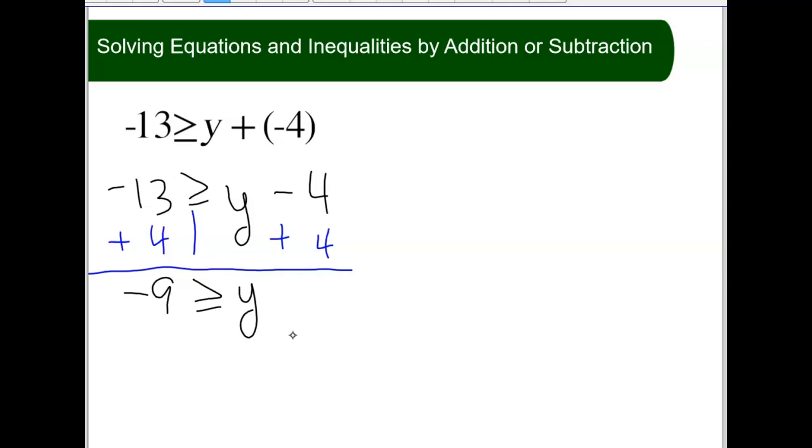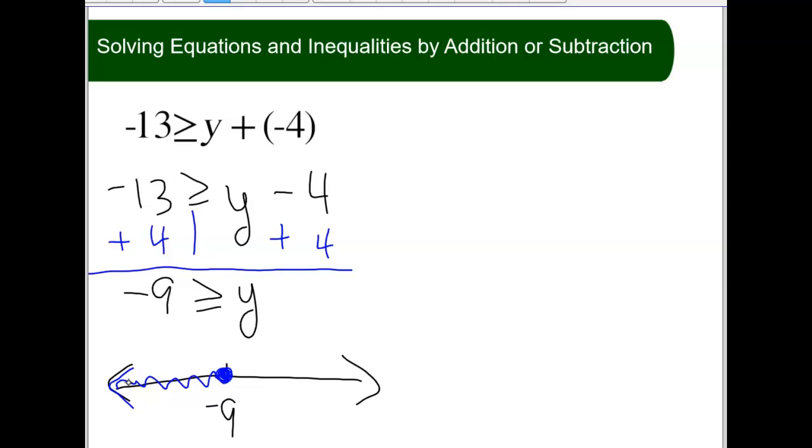Now, I am not done yet. This is an inequality and not an equation. I need to also graph this answer. So just like we've been practicing, I'm going to mark the boundary, negative 9. I know I'm going to need a filled in circle because I've got the greater than or equal to sign there. Now, negative 9 is greater than or equal to y. So what numbers is negative 9 greater than or equal to? Negative 9 is greater than or equal to all these numbers to the left. And that is where I'm going to put my line there to graph the inequality.